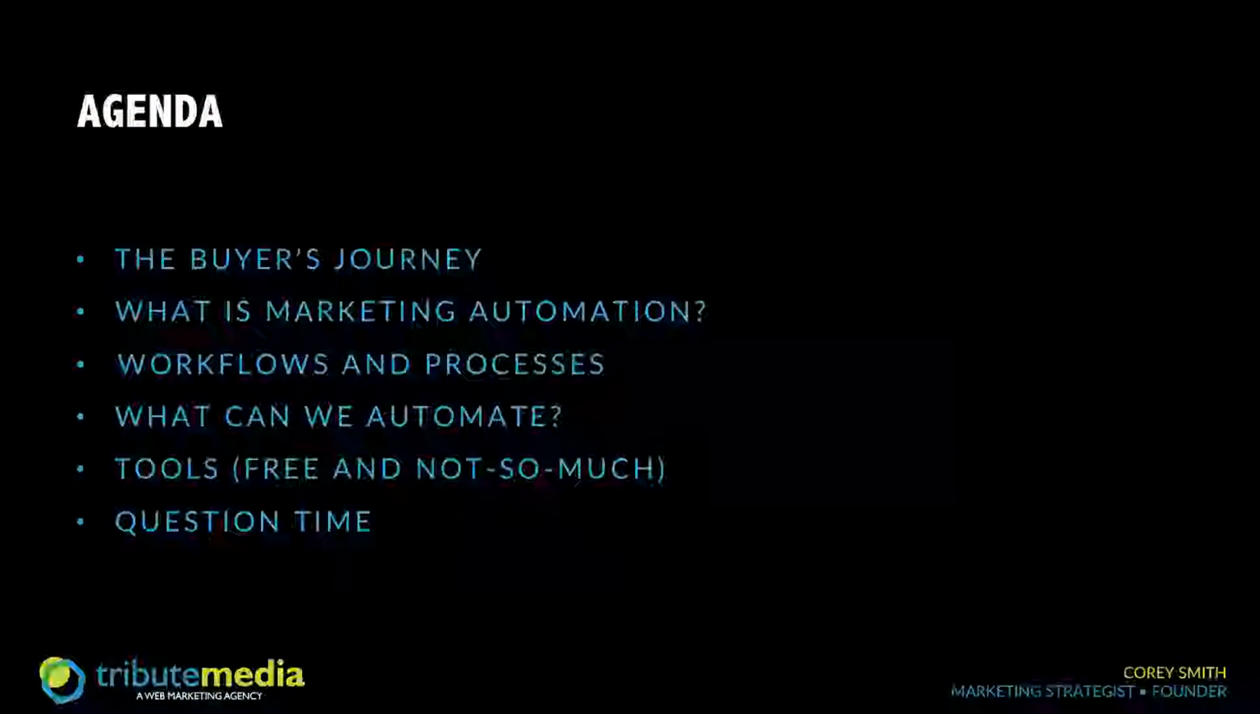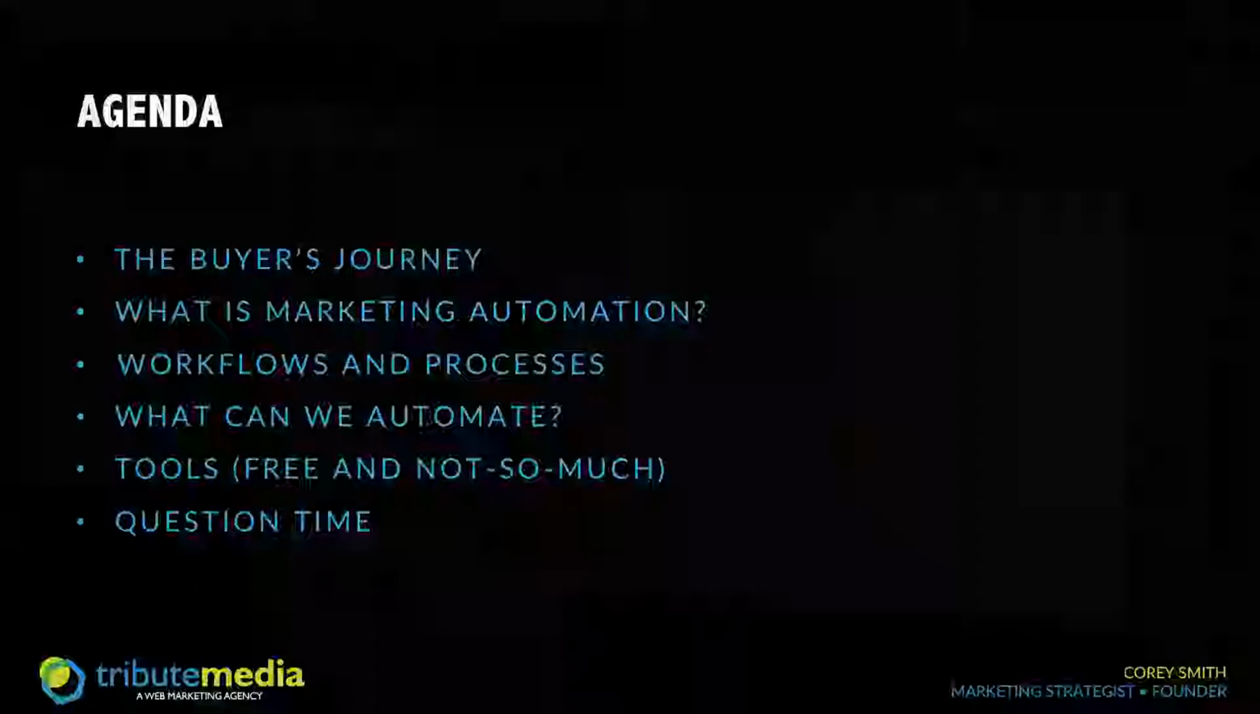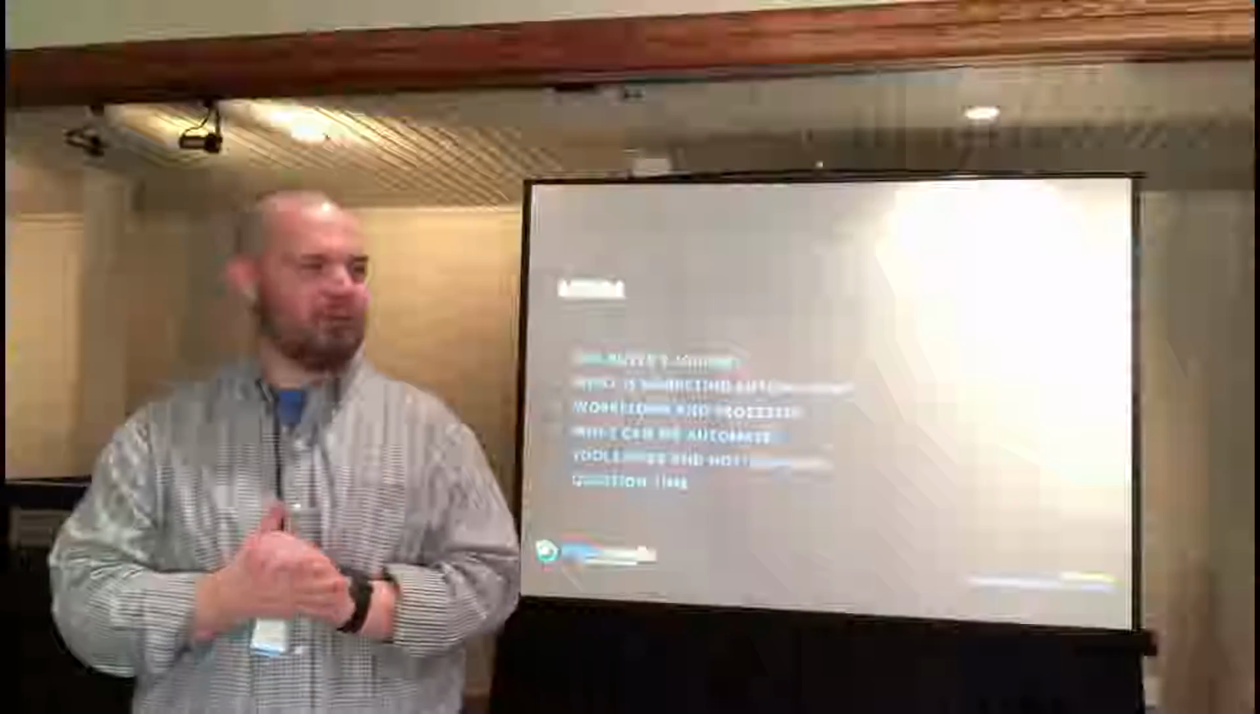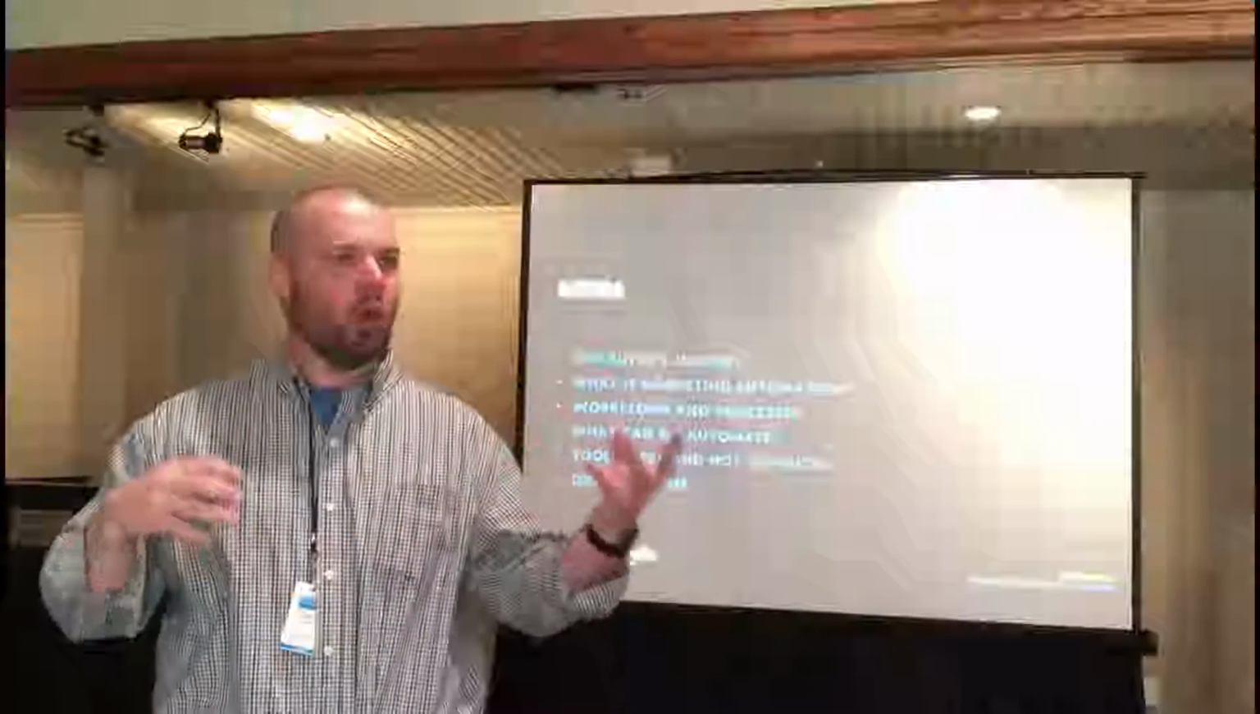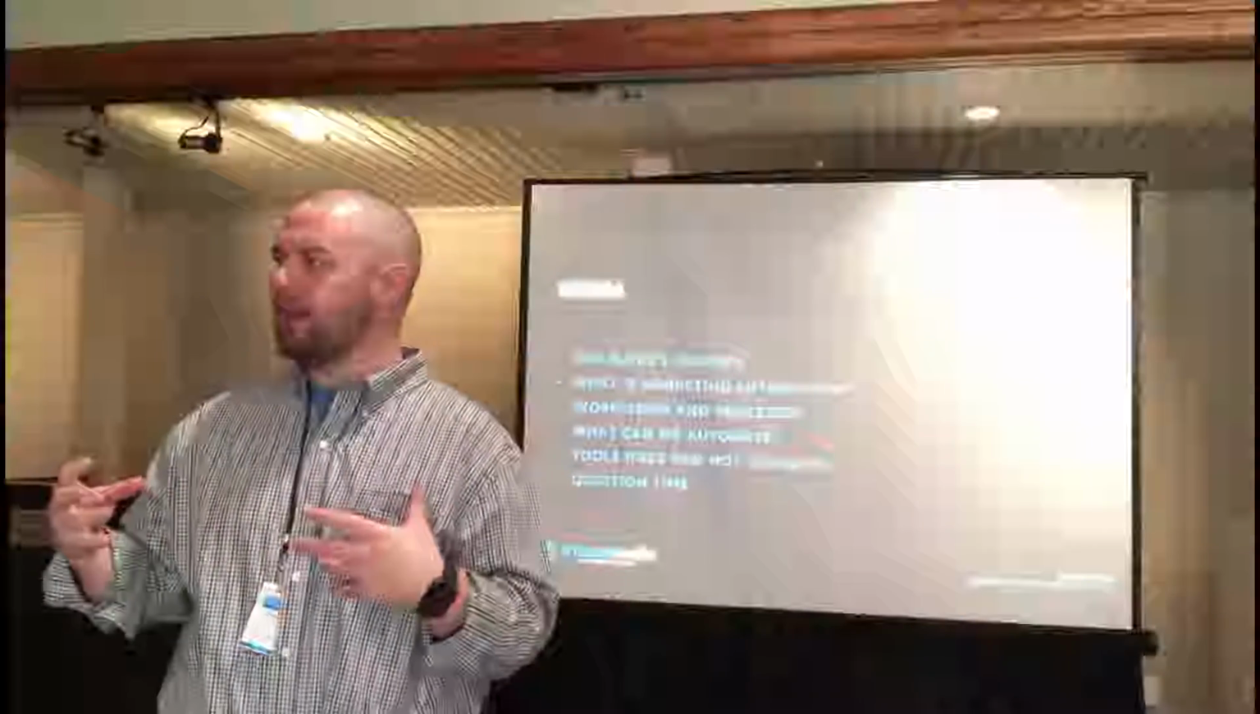Just briefly, an agenda. I'm going to talk a little about the buyer's journey, the process that buyers go through to make a decision when they're ready to buy something. We're going to talk a little about what marketing automation is, workflows and processes and how they might work together in aiding this automation. What are the different types of things that we can automate? In fact, I'll have a little bit of a quiz, and we'll see what you get right and what you don't.